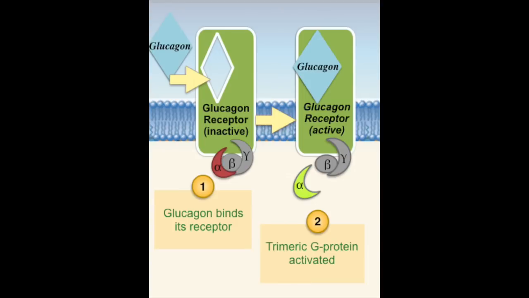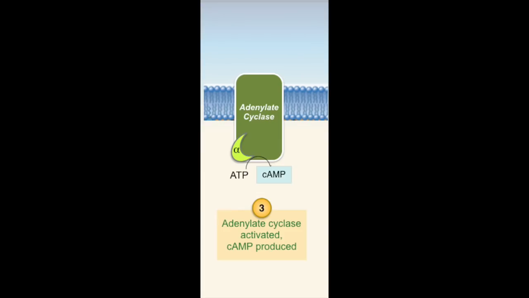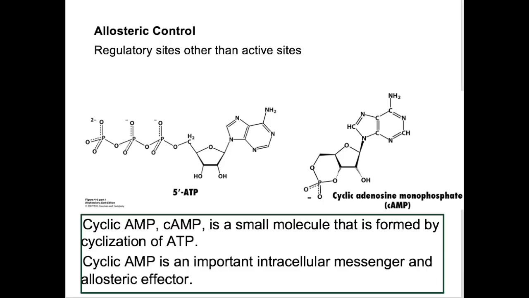So, glucagon binds to its receptor, the receptor changes its conformation, and this change in conformation is transmitted to the trimeric G protein. This causes the trimeric G protein to become activated such that the alpha subunit breaks away from the inhibitory subunits, beta and gamma. The activated alpha subunit then goes and stimulates targets. One of these targets is adenylate cyclase. So the alpha subunit stimulates adenylate cyclase to form cyclic AMP from ATP.